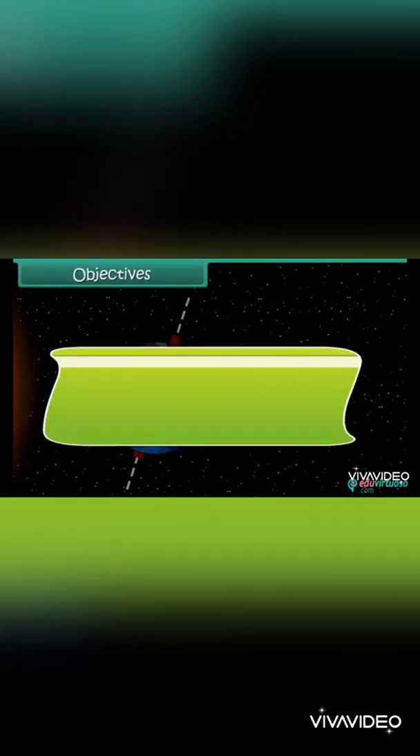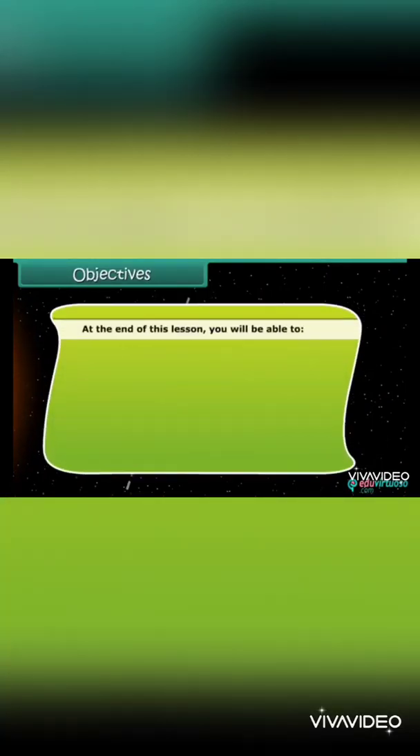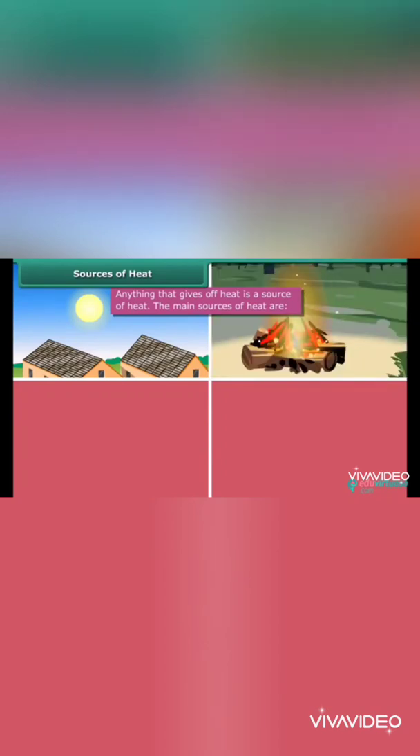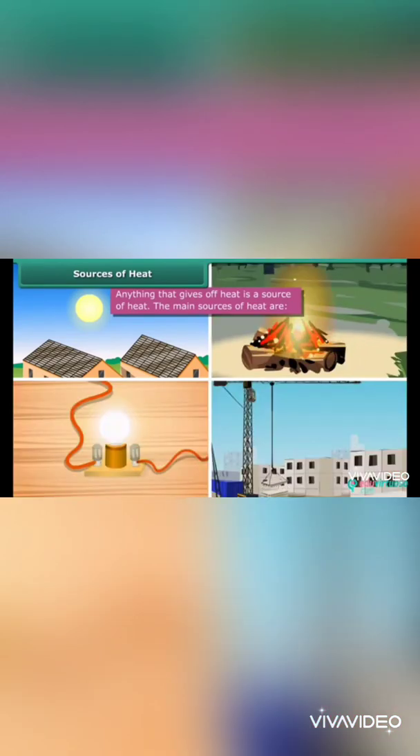Objectives. At the end of this lesson, you'll be able to identify hot, cold, and warm bodies, define heat as transfer of energy, differentiate between heat and temperature, and explain clinical and laboratory thermometer. The sun, burning fuels, electricity, and mechanical work are sources of heat.